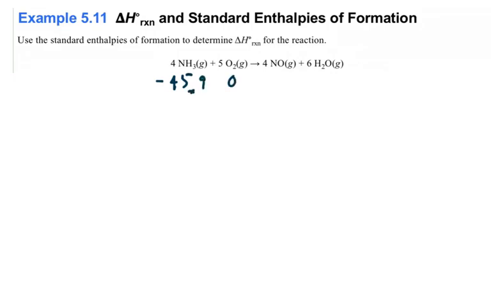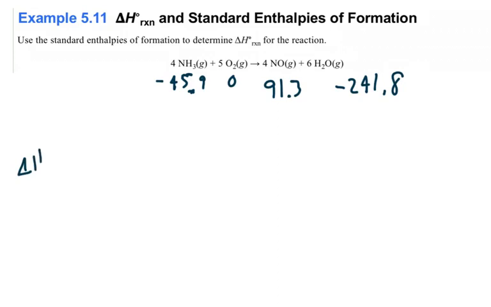Oxygen is 0 because it's an element, as we mentioned earlier. NO, nitrous oxide, is 91.3. And notice that water is a gas. It's negative 241.8. These are the values on the next page. So let's apply what we learned.